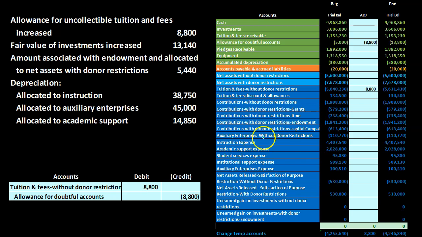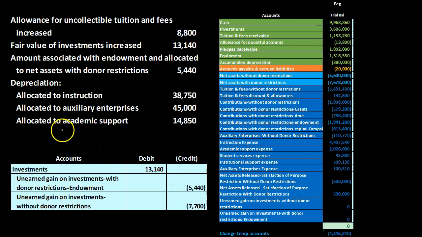The concept is the same. We're going to be saying that the tuition and fees without donor restrictions is decreasing the revenue account. Again, a little unusual, but it makes sense to do that. And then the other side is going to be the allowance for doubtful accounts up top. It has a credit balance. It's going up in the credit direction. That, of course, brings down the net value of the tuition receivables, which is going to be obviously the tuition receivables minus the allowance.